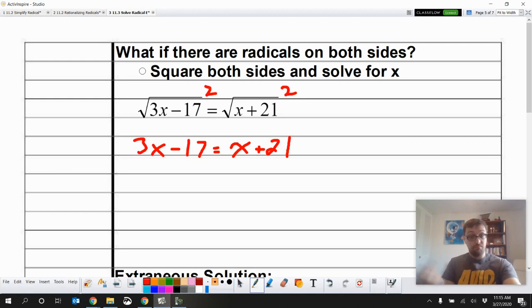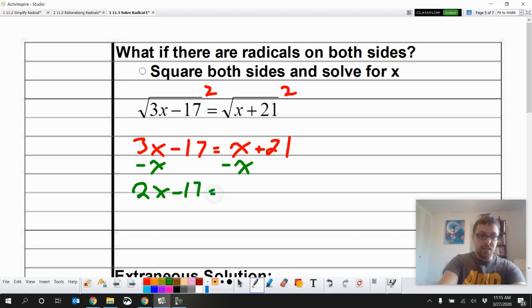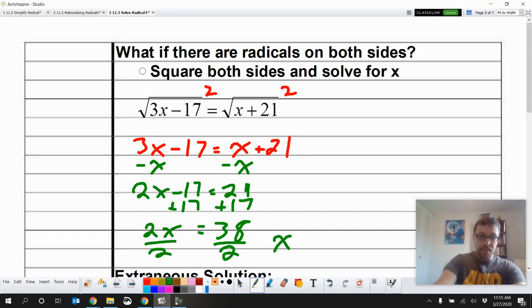They're just gone. Hey, now we've got x's on both sides. Let's get them on the same side. I'm going to move this x over. So we got 2x minus 17 equals 21. All right, we're going to add a 17 to both sides. We get 2x equals 38. Divide both sides by 2. We get x equals, let's see, 38 divided by 2 is 19.